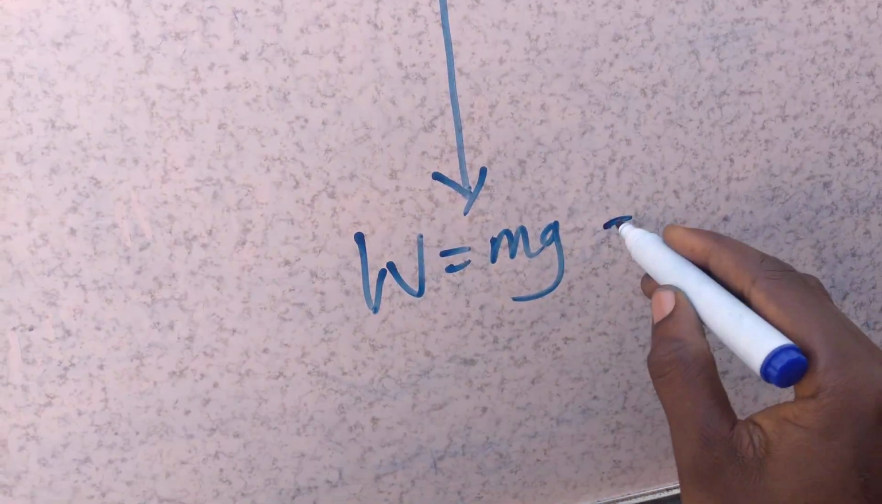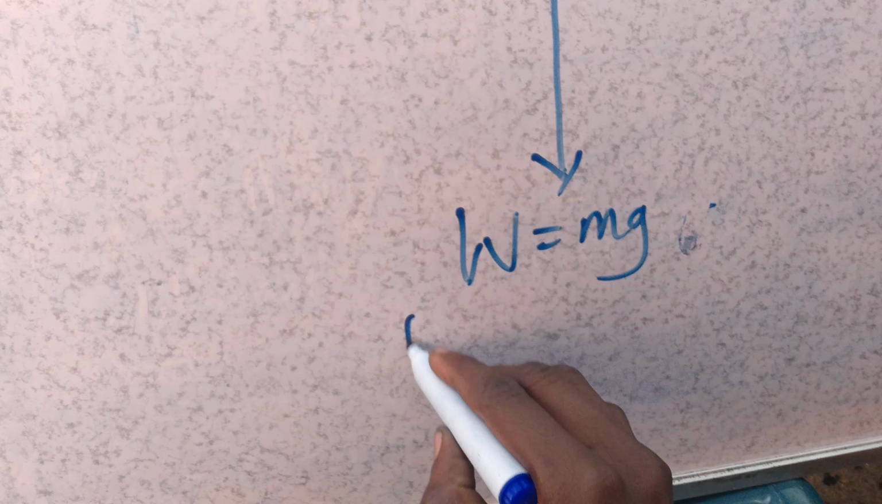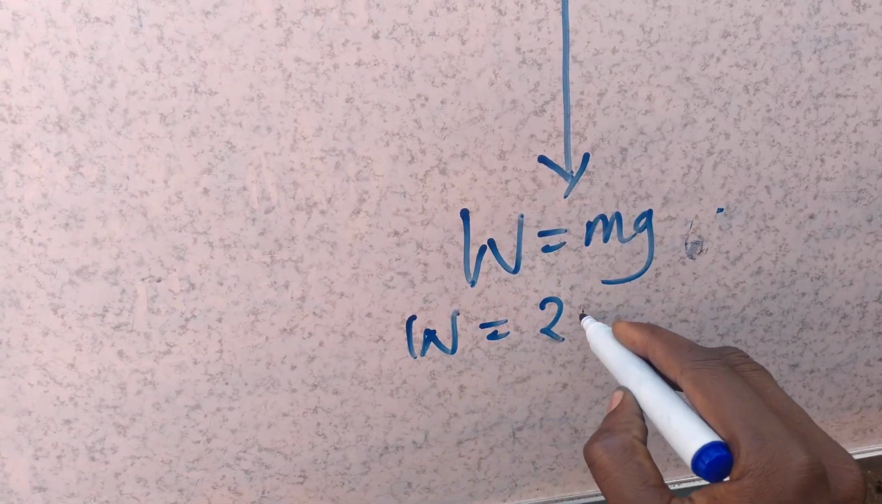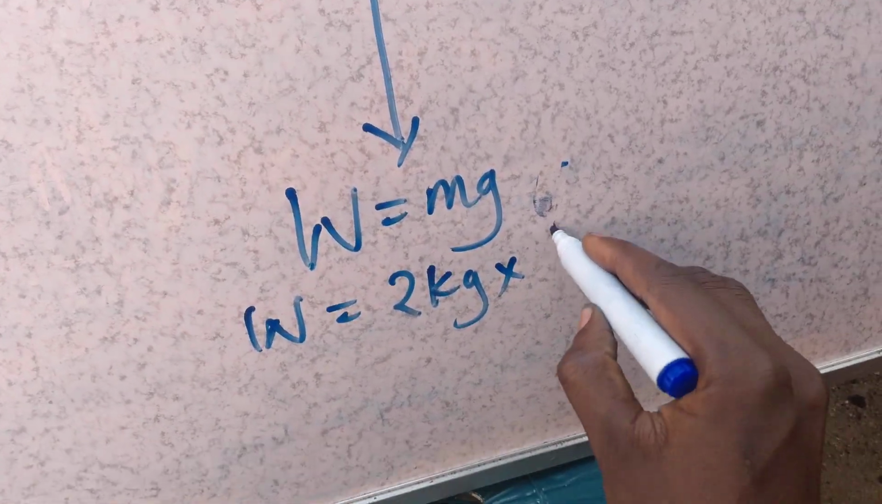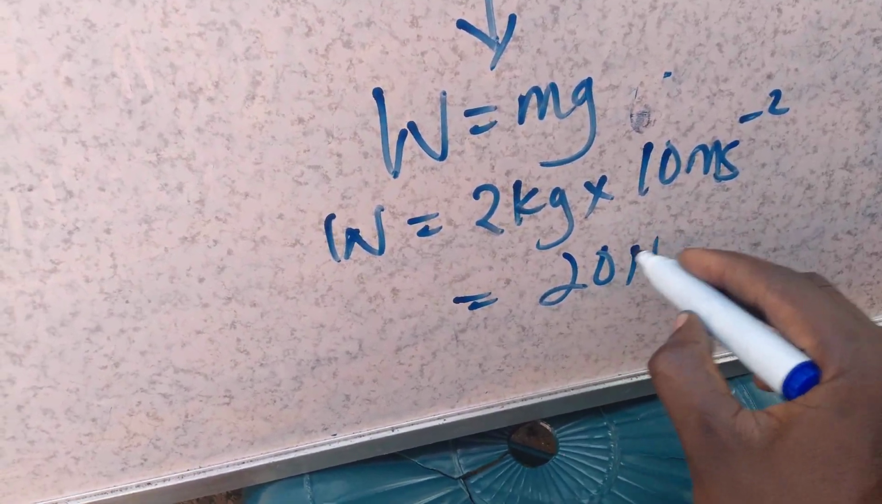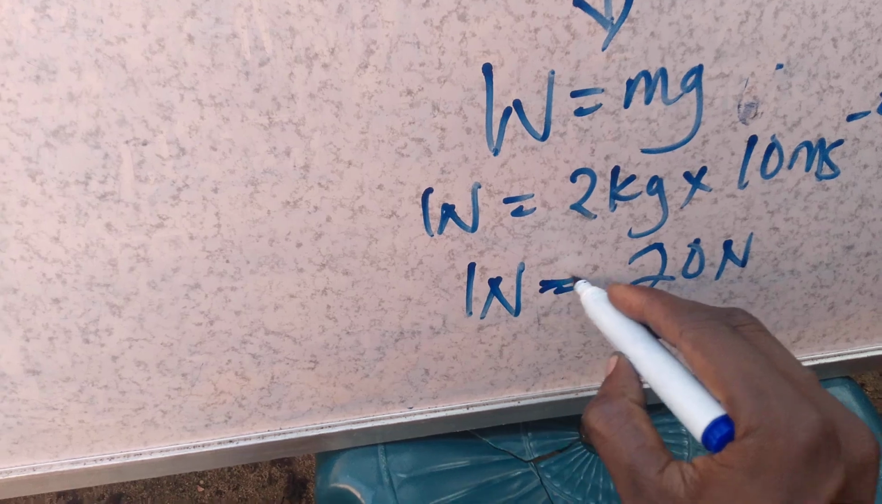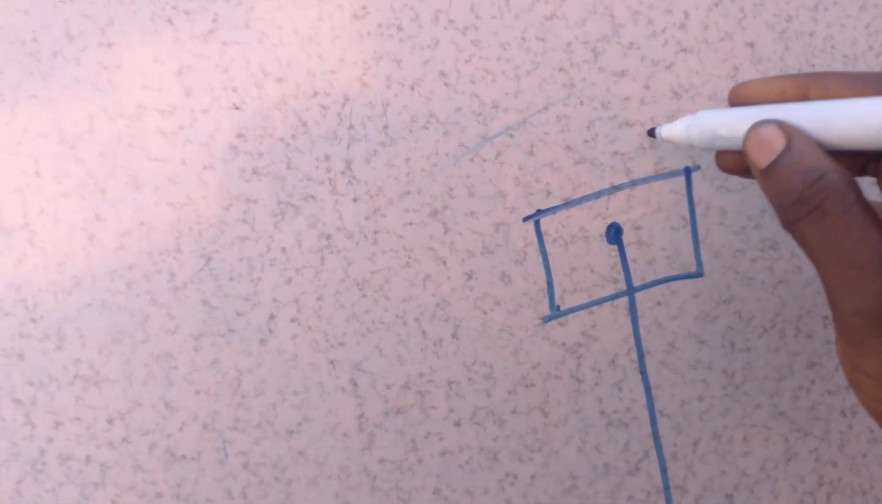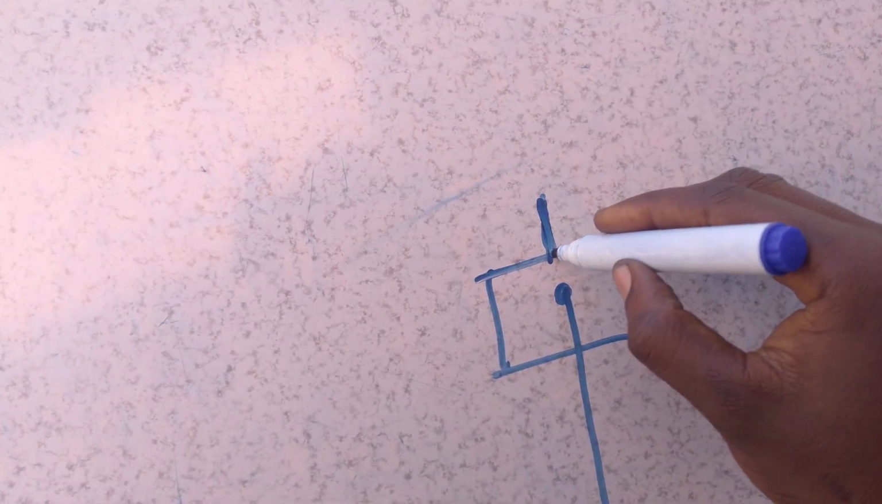So we'll convert it. This is W. W now will be equal to 2 kg times 10 meters per second square. This is 20 Newton. So the weight is 20 Newton. Okay. Now they said it was connected by two cords. So let's say at this point, two cords were holding it.